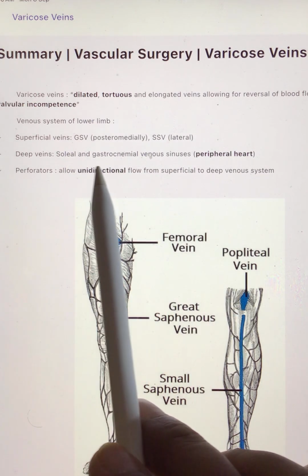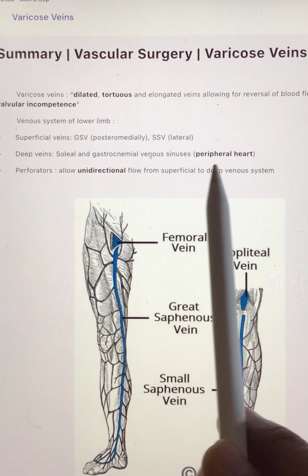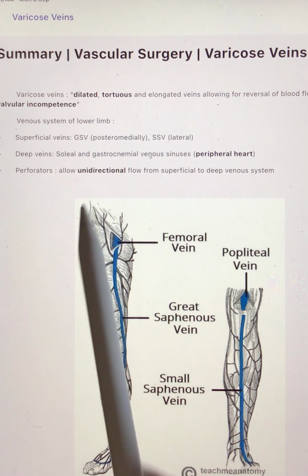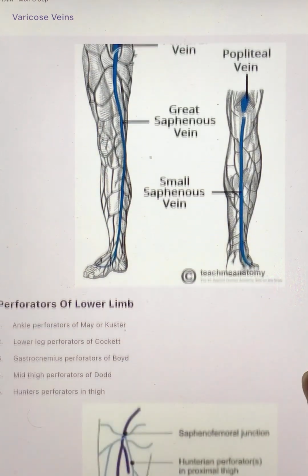Deep veins: soleus, gastrocnemius, soleus and gastrocnemial venous sinuses, the peripheral heart. Perforators allow unidirectional flow. So not deep to superficial; superficial to deep is the normal.